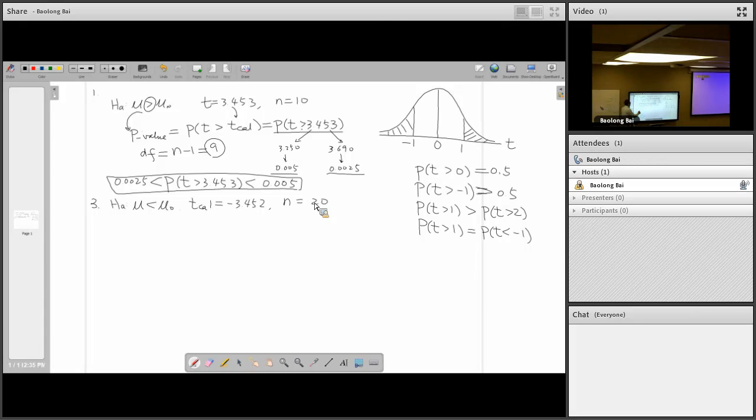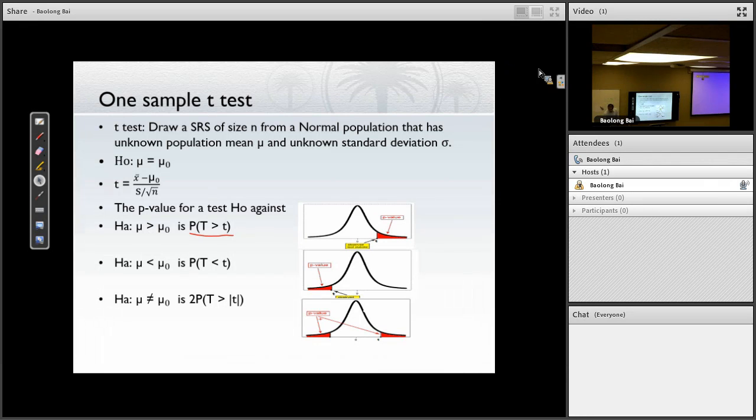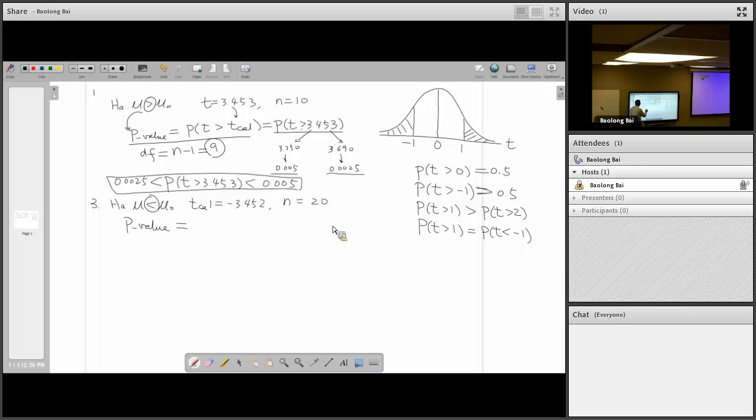First, always write the p-value according to the p-value definition. So p-value will equal, depending on your alternative hypothesis, right? Well, your alternative hypothesis has a smaller than sign. So when you have an alternative hypothesis with a smaller than sign, your p-value will take a different form, right? The probability of t smaller than calculated t. So here we're going to write probability of t is smaller than calculated t. Then calculated t is right here. So to replace it, that'll be probability of t smaller than negative 3.45.